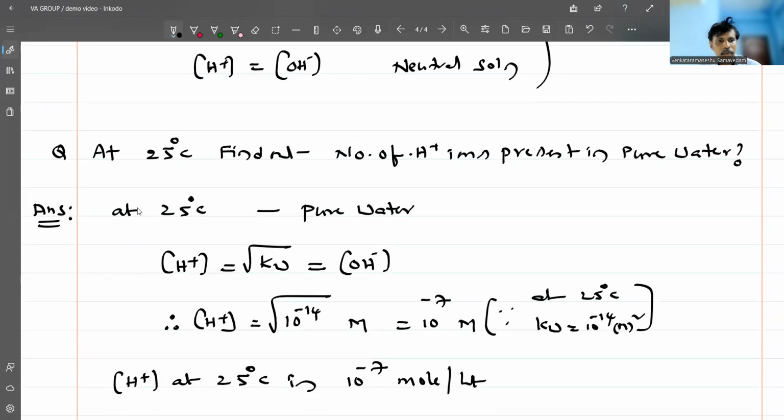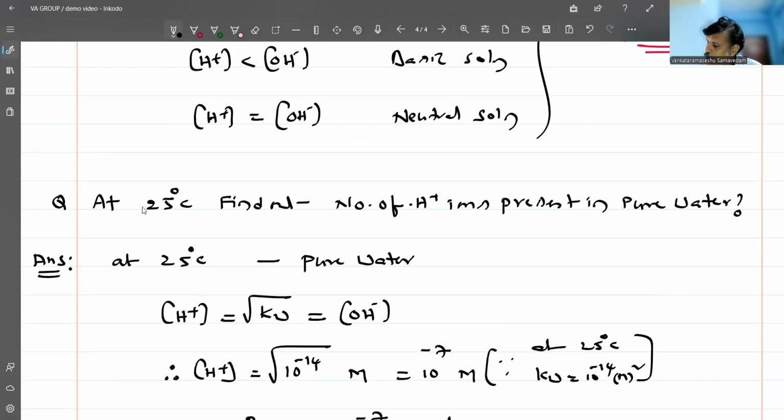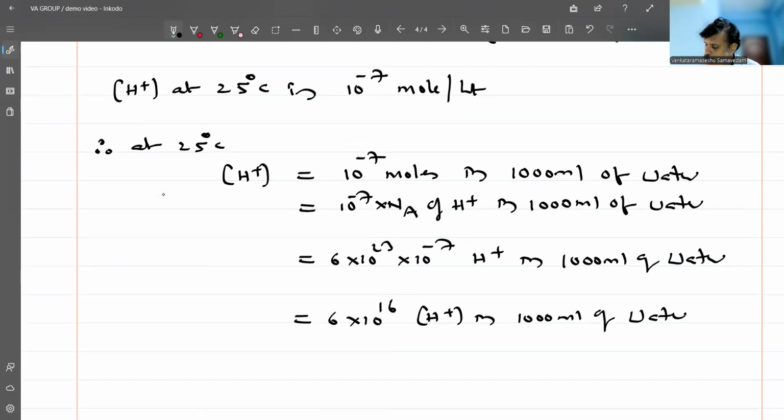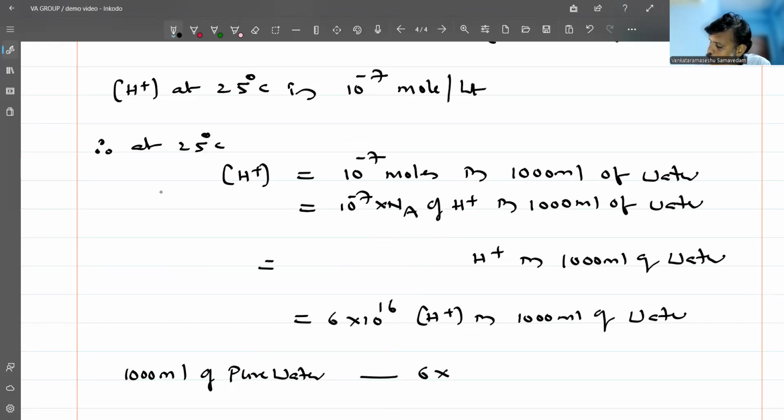If I change this question: find out the number of H plus ions present in 1 ml of pure water. Here I am changing the question. 1 ml of pure water at 25 degrees centigrade. Here I am asking 1 ml. If anybody asked, 1000 ml of pure water contains, generally, I'm writing 6.023 into 10 power 23. If you want, you can write like that. 6.023, Avogadro number, nothing but 6.023 into 10 power 23 into 10 power minus 7.